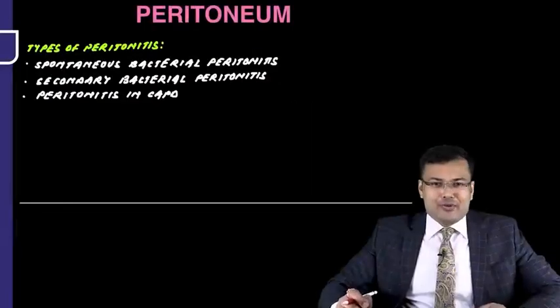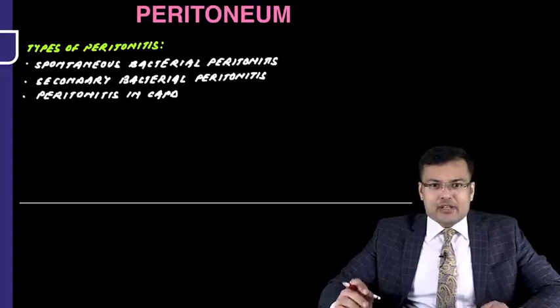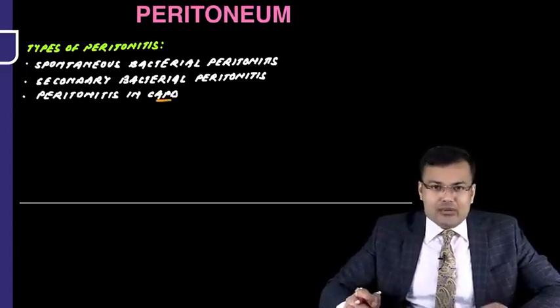Now we are going to start the peritoneum. First of all, we are going to discuss peritonitis. What are the types of peritonitis? Spontaneous bacterial peritonitis, secondary bacterial peritonitis, and peritonitis in CAPD, that is chronic ambulatory peritoneal dialysis.